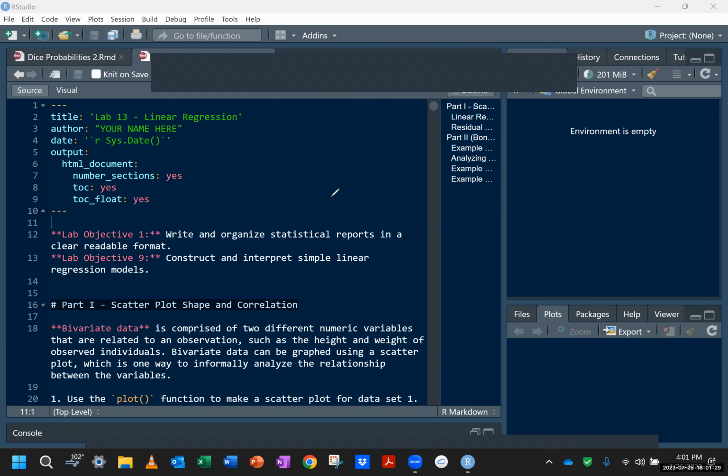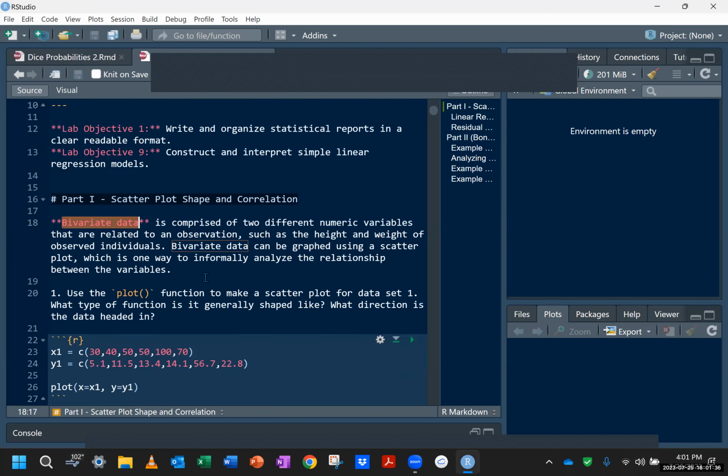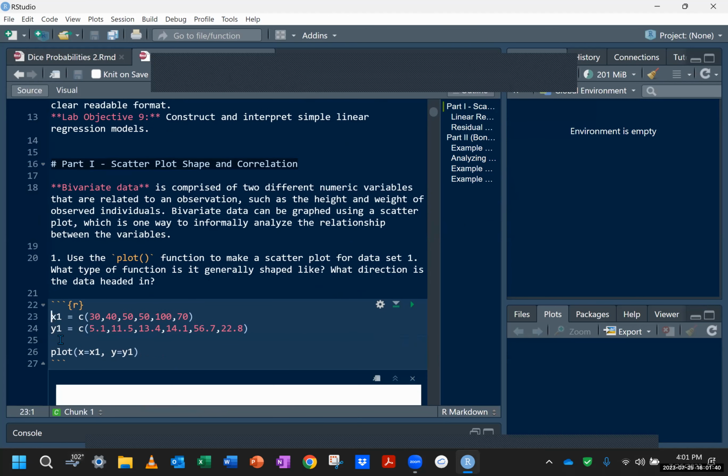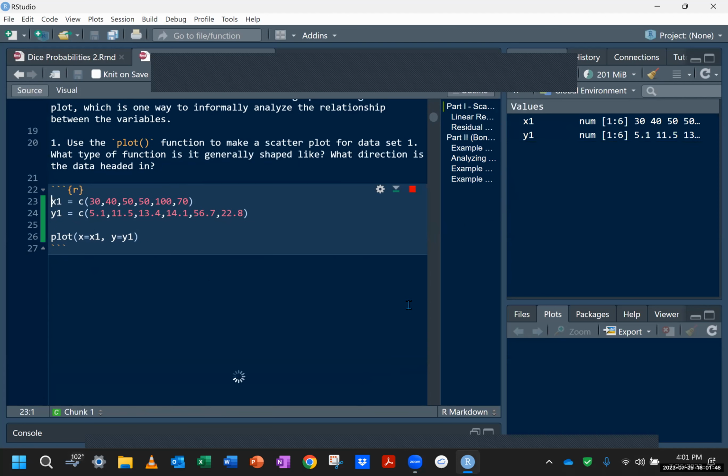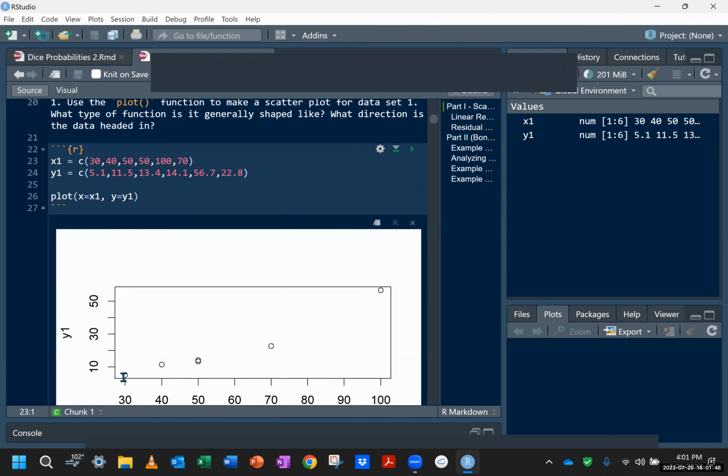The fancy term for what I just described is bivariate data. That means two variables graphed on a scatter plot. So let's take a look at some example data. We've got x1 and y1. x will be the horizontal data, y will be the vertical data points. So 30 is the x point, 5.1 is the y point.